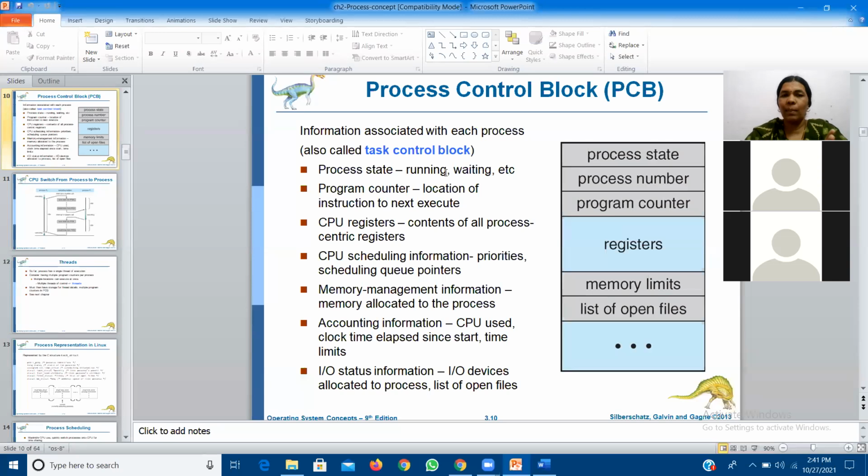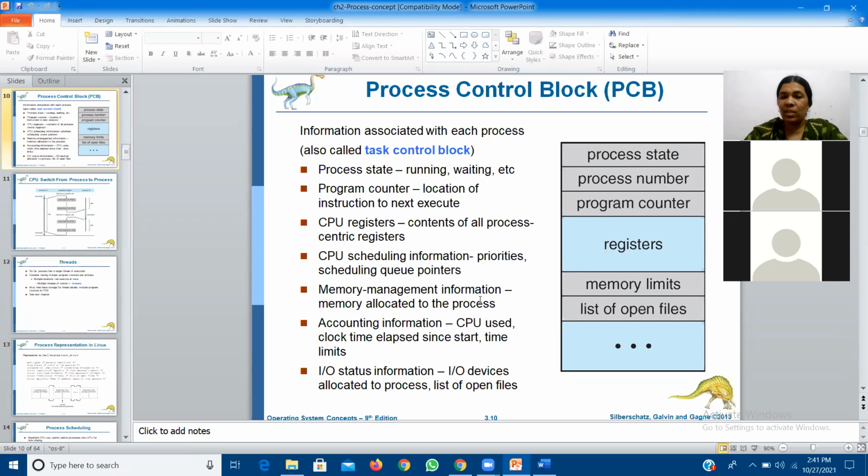For some time it may be in the new state, for the next maybe 5 minutes or 5 seconds it may be in the ready state. For the next 5 to 10 seconds, it may be in the running state, or it may go to the terminated state. So that is at each and every moment. Once we start the process, the process changes from one state to another state.